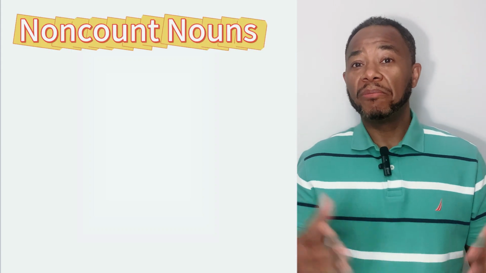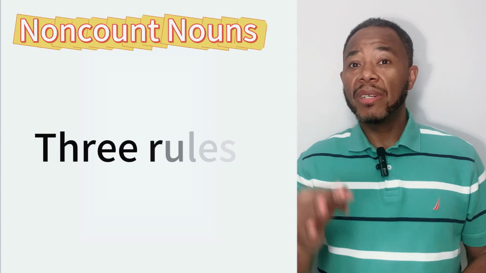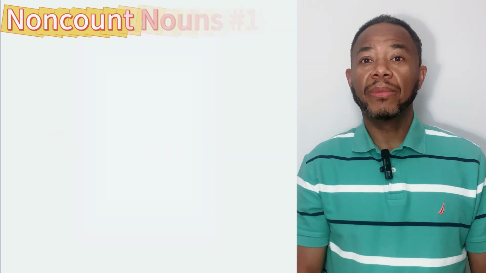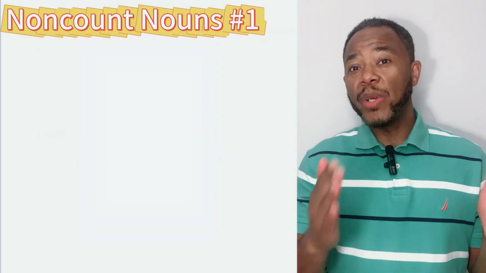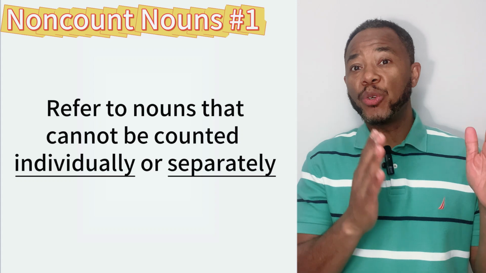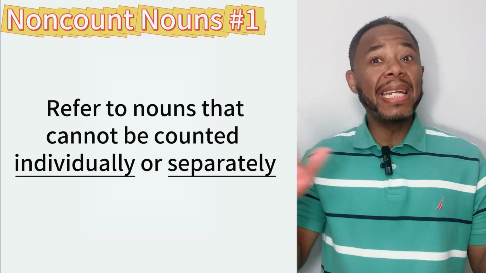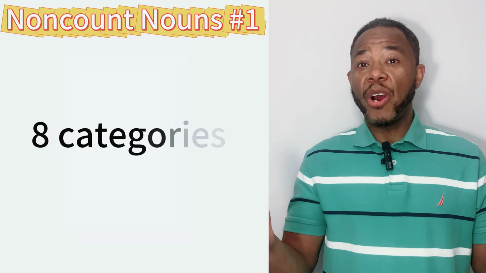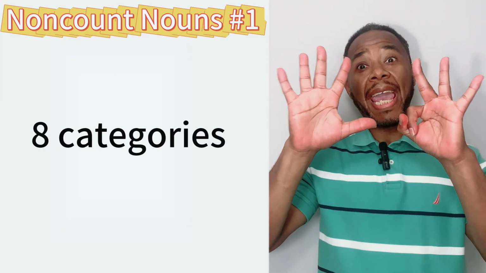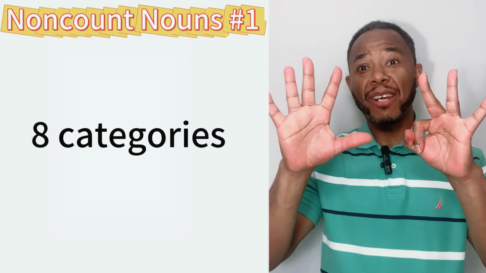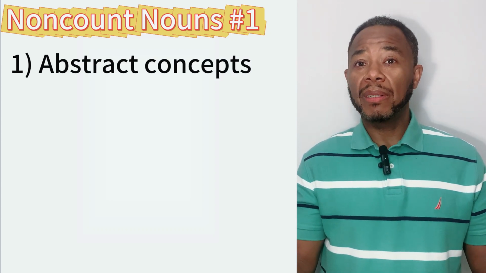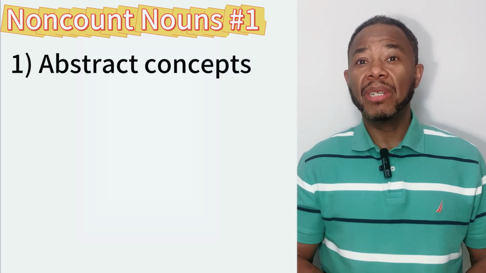Let's move now to non-count nouns. Just like count nouns, there are 3 rules you need to learn. Number 1, non-count nouns refer to nouns that cannot be counted separately. There are 8 categories for these kind of nouns. The first is abstract concepts. Concept means ideas.